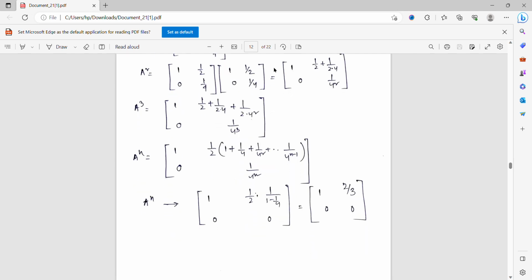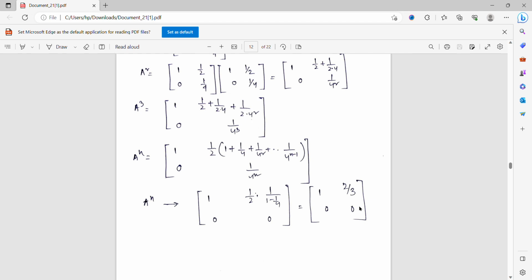Okay, so you can easily observe A to the power n is this, and this series is convergent, right? 1 plus 1/4 plus (1/4) square is a geometric series, so definitely it is convergent. So A to the power n converges to, this is 1, this is the constant term, this is 1/2 into 1 minus 1/4, this is 0, this is 0, because (1/4) to the power n converges to 0. So basically I get 1, 2/3, 0, 0.